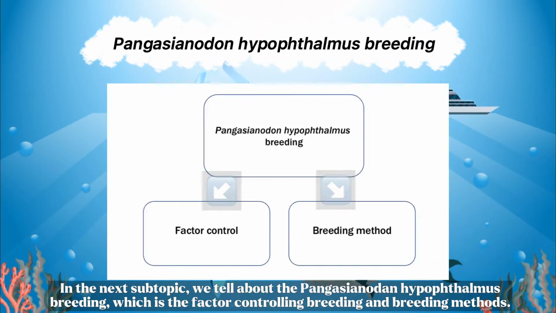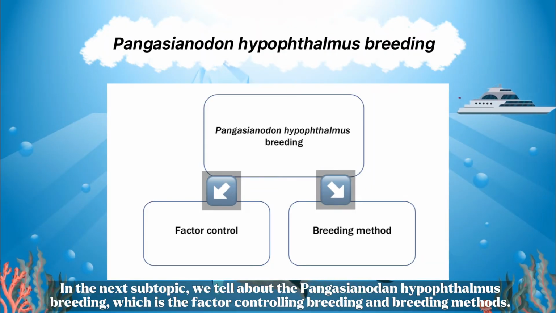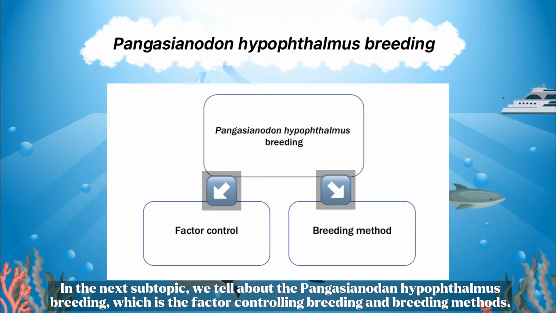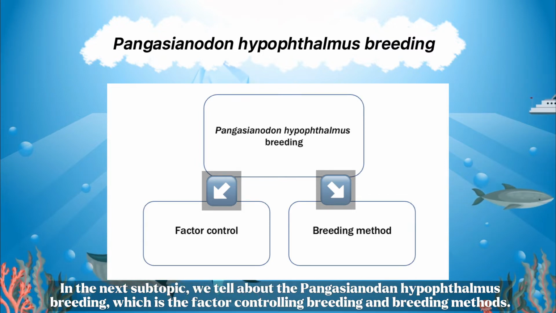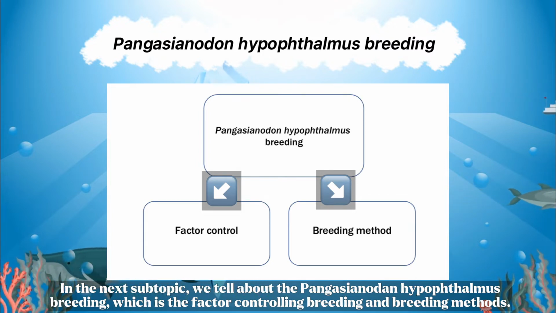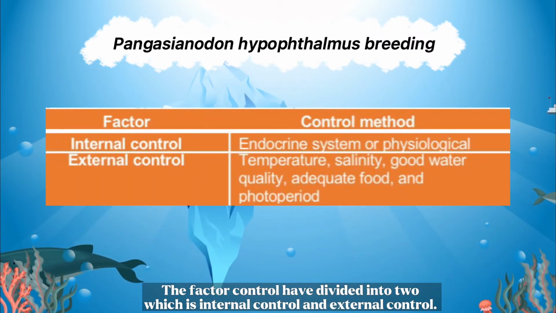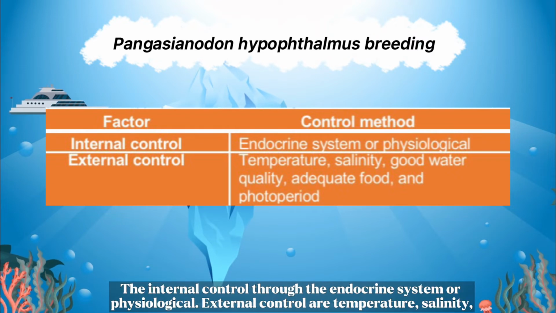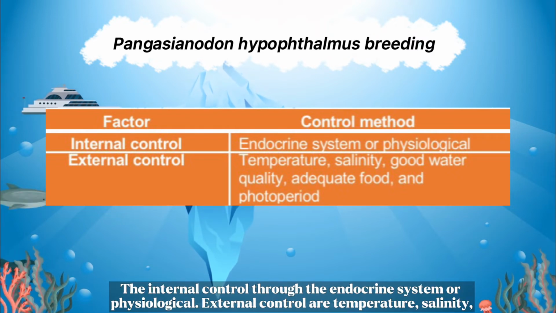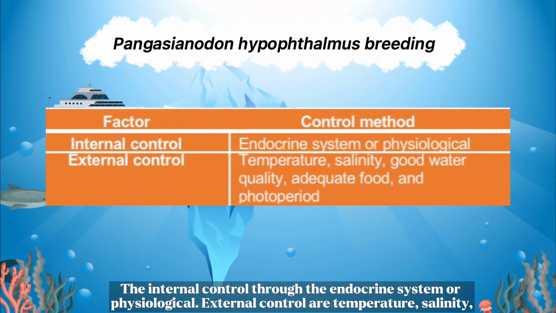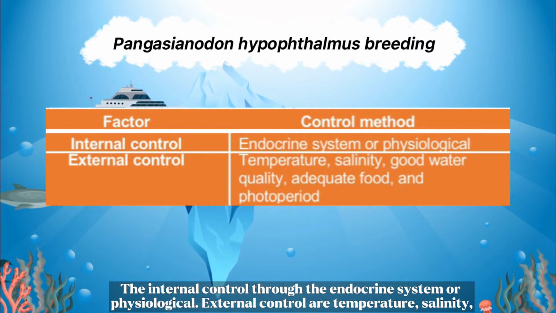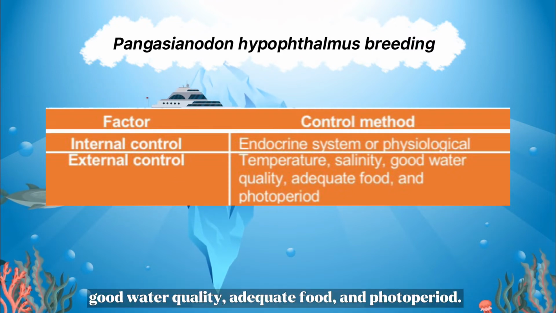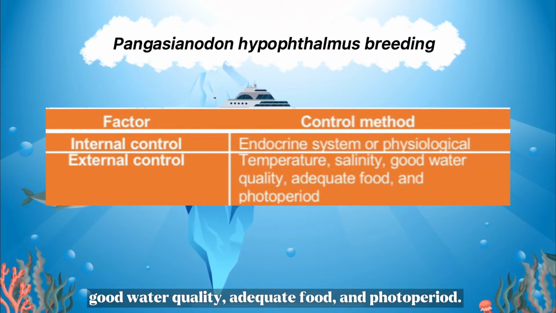In the next subtopic, we talk about Pangasianodon hypophthalmus breeding, which covers the factors controlling breeding and the breeding methods. The controlling factors are divided into 2: internal control and external control. Internal control is through the endocrine system, or physiological. External controls are temperature, salinity, good water quality, adequate food, and photoperiod.